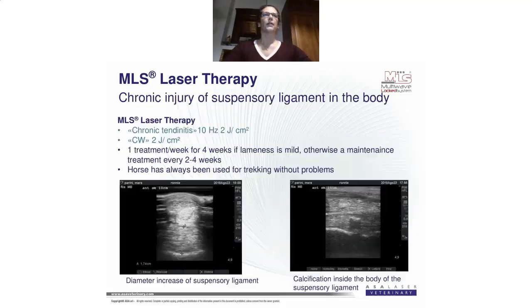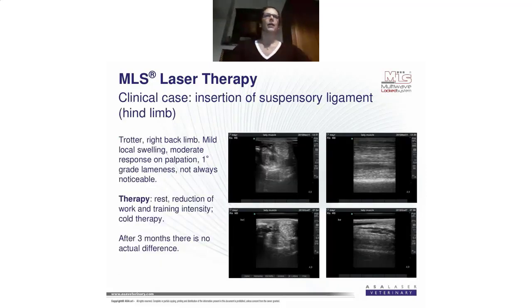Of course, the protocols were these, and after 1 month of treatment, there was no recidivity anymore. There was no lameness again. Of course, the diameter was still bigger than a normal ligament, and the calcification was inside, but the pain and the inflammation were no longer evident.